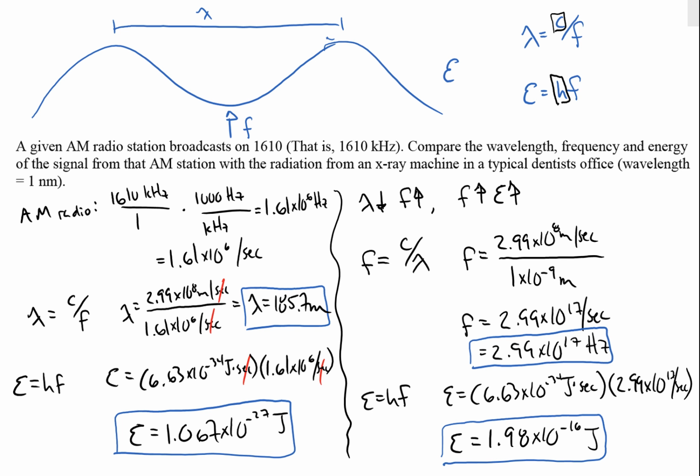The big take-home message is here. Wavelength and frequency, inversely proportional. Energy and frequency, directly proportional. C and h, speed of light and Planck's constant, are exactly that. They're constants. And the energy of a photon, while it's very, very small, if you're bombarded with lots of X-ray radiation, can be dangerous. Being bombarded with lots of AM radio, we're not so concerned with that.